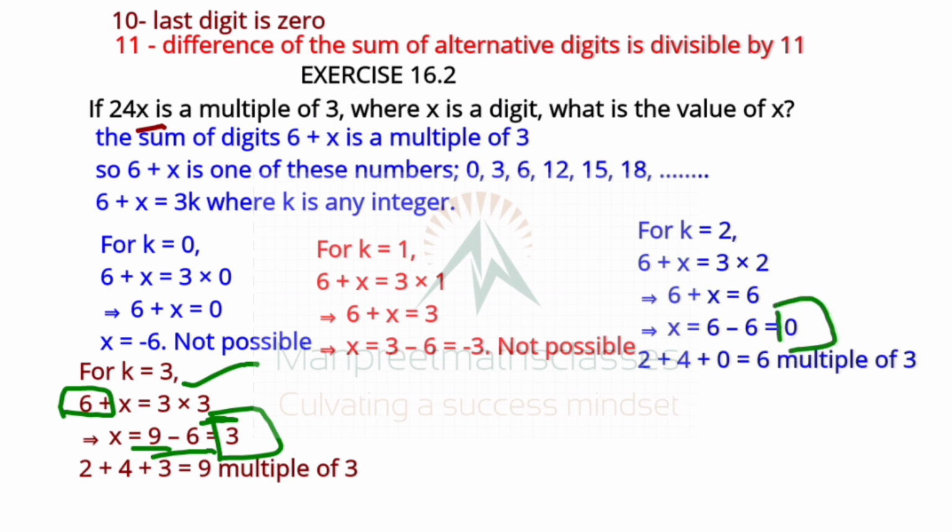Now let's check for k is equals to 4. Now you might be thinking, for how many digits will we check? We will stop checking from the point when you get a 2-digit number.